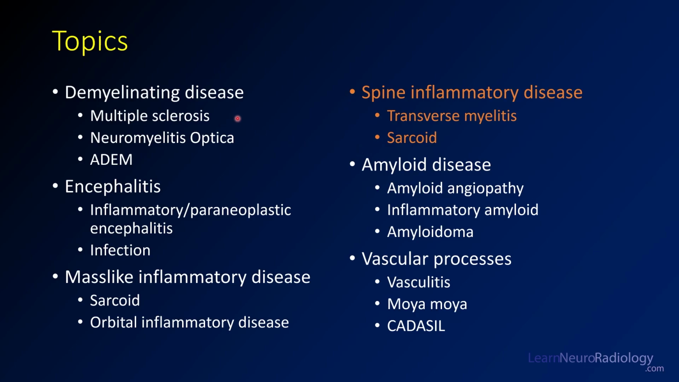Now, you can definitely see multiple sclerosis in the spine, but since we've talked about that a little bit, we're going to leave that aside for today. In some of the future lectures, we're going to talk about amyloid-related disease and some vascular inflammatory diseases, so be sure to stay on the lookout for those. If you haven't seen the lectures previously, be sure to go back and check those out when you have time.